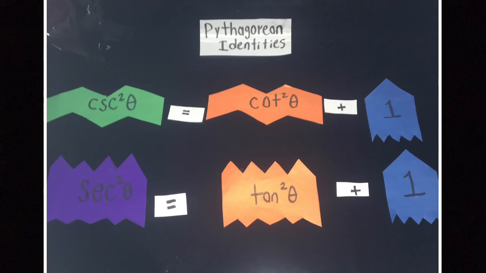If you remember your identities, you will know that cosecant squared is equal to cotangent squared plus 1. Same for secant, it equals tangent squared plus 1. You will then substitute this for cosecant squared and secant squared.